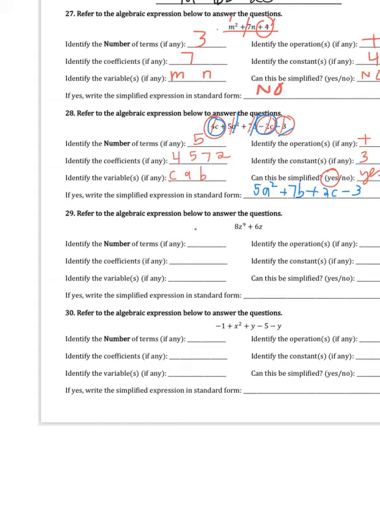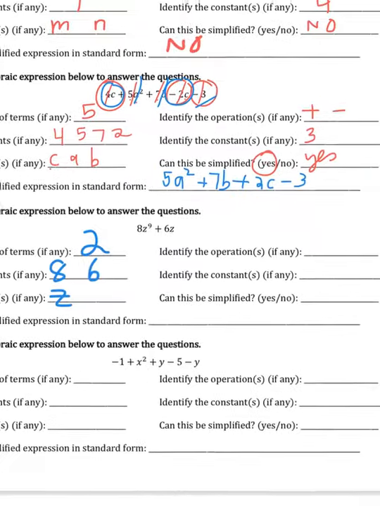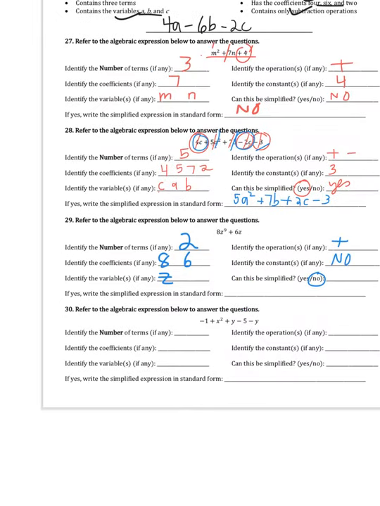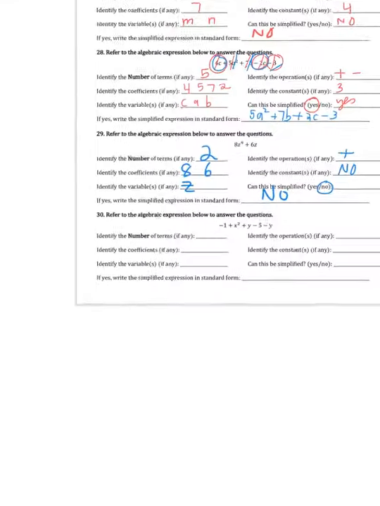How many terms? 2. Coefficient 8, 6. Variable z. Just write z. Don't write z squared or z9. That's not a variable, that's an operation. The operation here is plus. The constant is none. Can it be simplified? No.